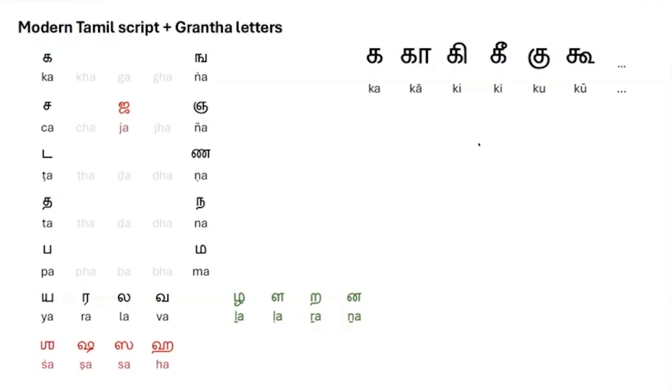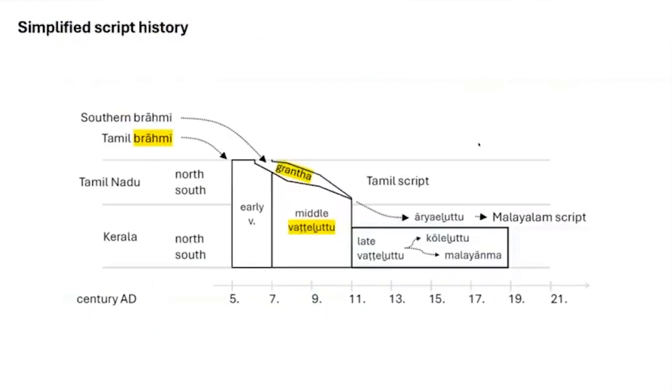There are a few letters coming from the ancestor, the Grantha script, that are used to write words and sounds that are not native to Tamil, usually from Sanskrit or other foreign languages. That happens because the Tamil script is a mixture of Grantha, which came from a different variant of Brahmi, and Vattezhuttu, which comes from the actual Tamil Brahmi.